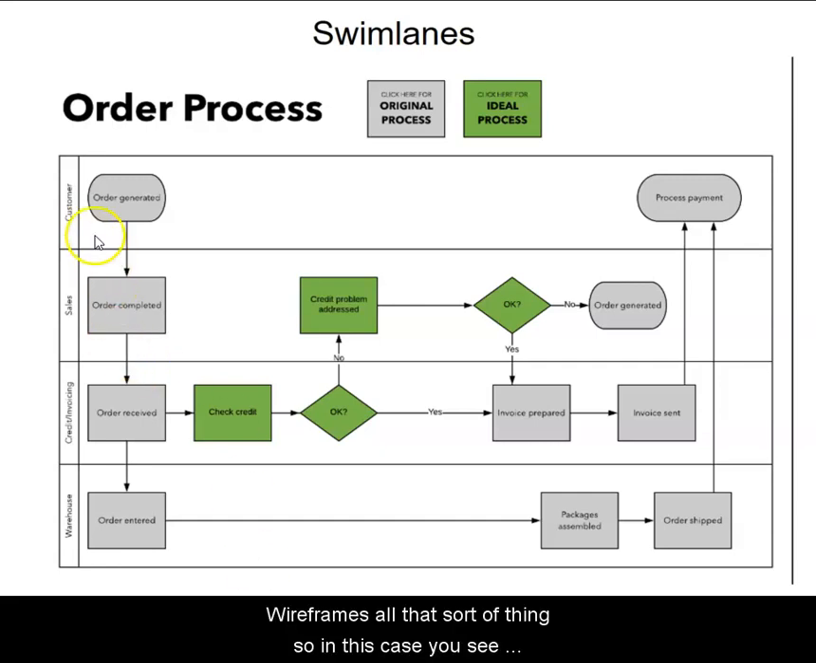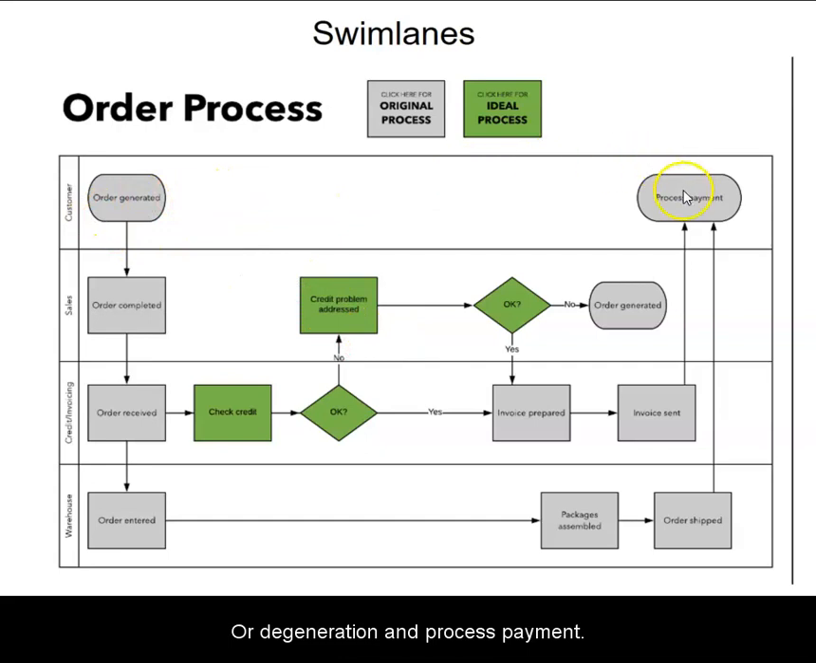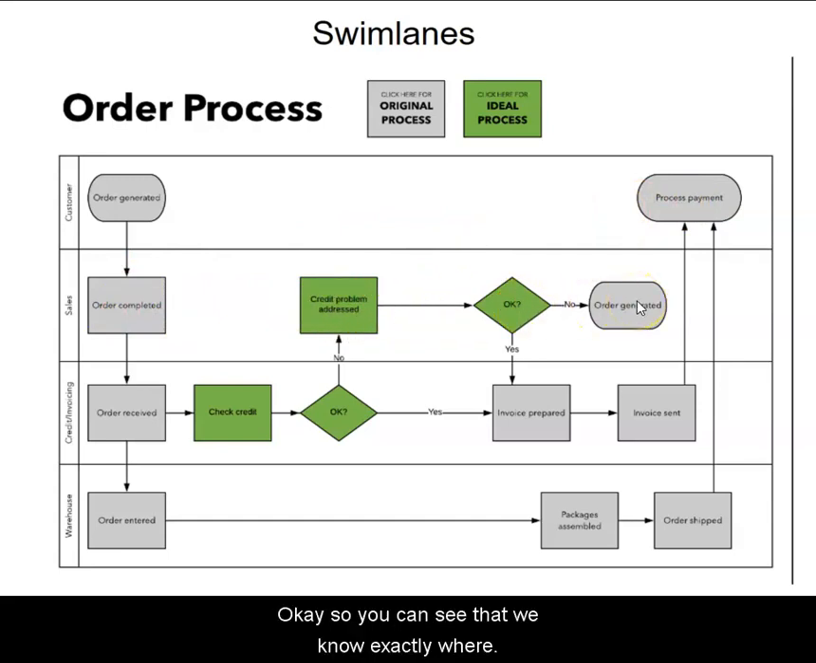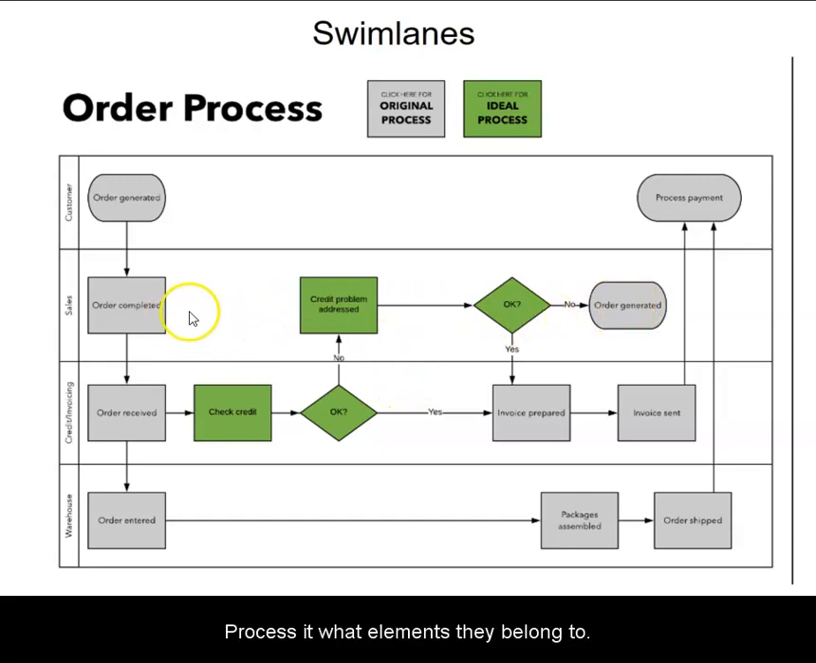So in this case, you see we have a customer, we have sales, we have invoicing, and we have warehousing. Those are all different elements of the process, and here we have that overlaid over our process map. So all of the order generation and process payment, the sales, complete the order, credit problem addressed. Is it okay? You can see that we know exactly where those areas fall in the process and what elements they belong to. And then we also have an original process and an ideal process.